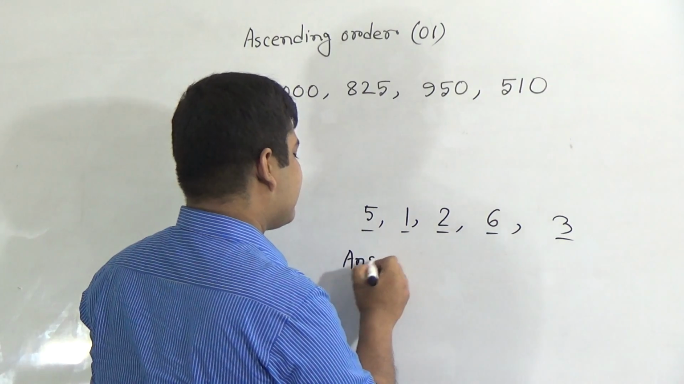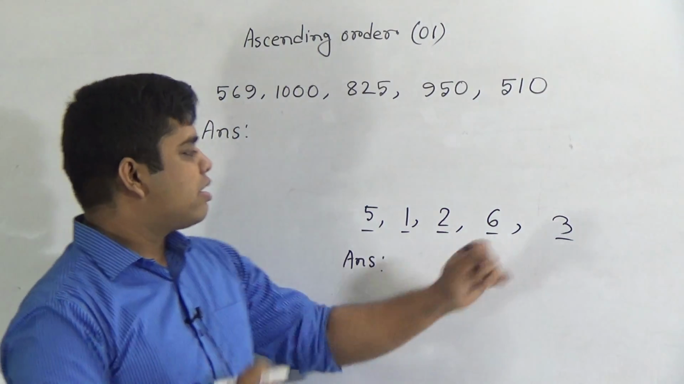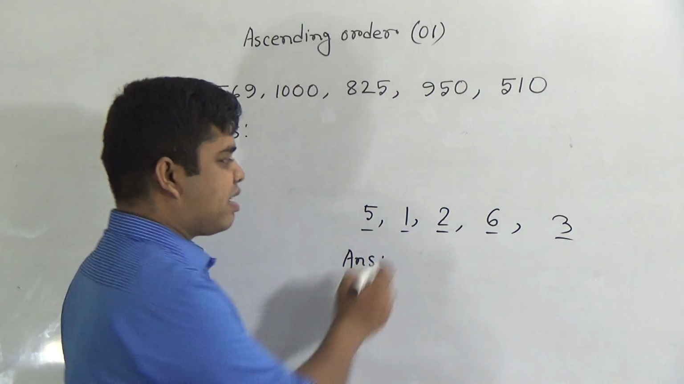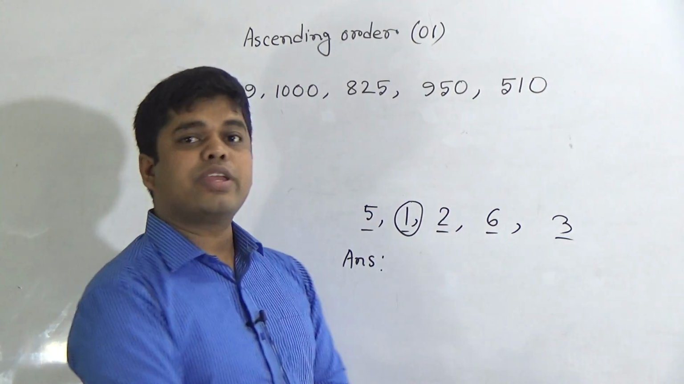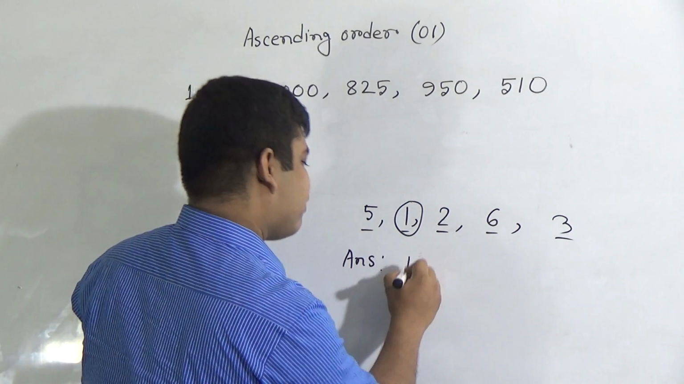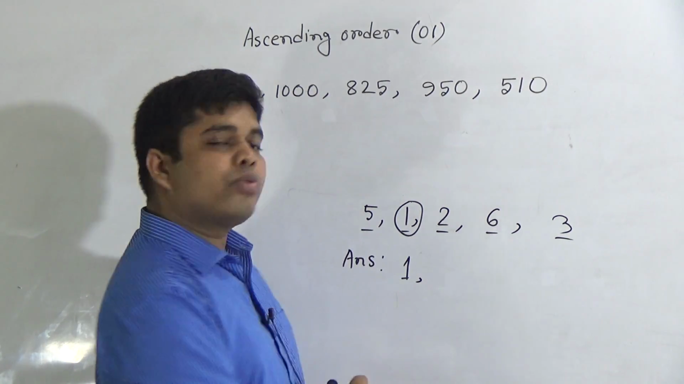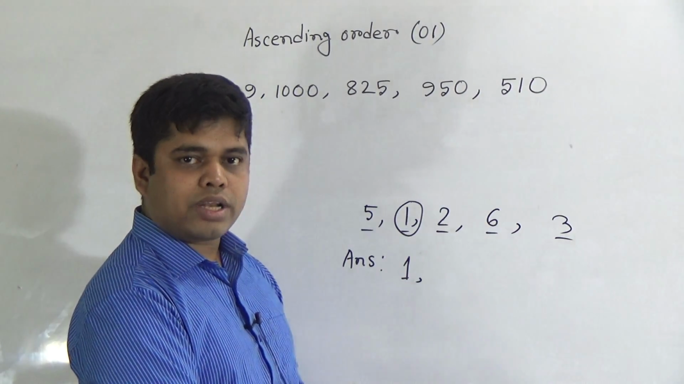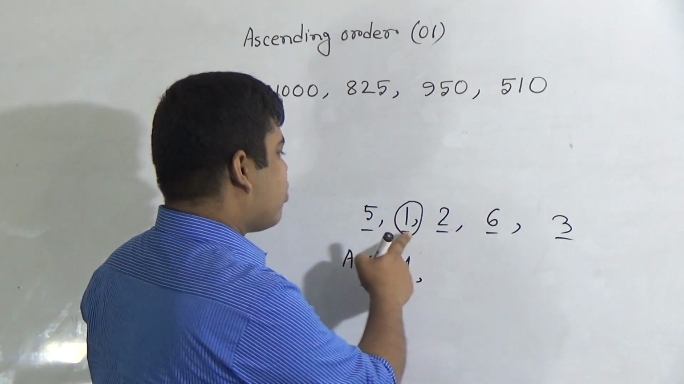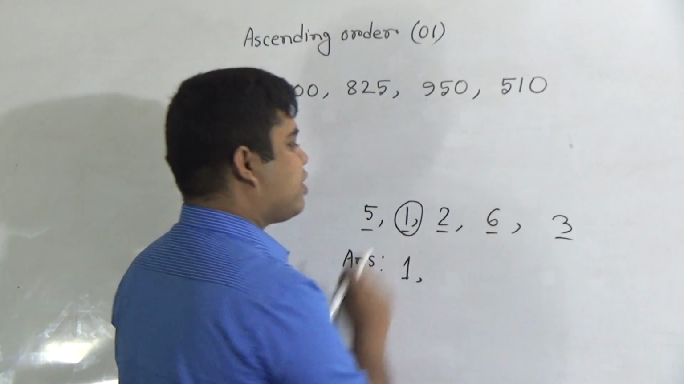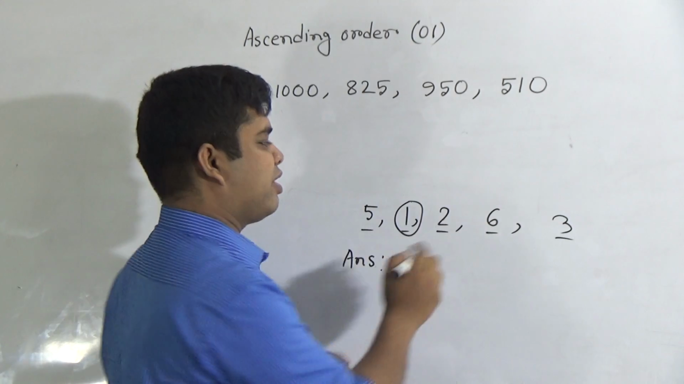Okay, dear students, notice among these 5 numbers, which one is the smallest number? The smallest number is 1. So we need to write this one first. Okay, this is done. Next we shall find which number is the smallest number. 1 is already done, then left 5, 2, 6 and 3. Between these 4 numbers, 2 is the smallest number.